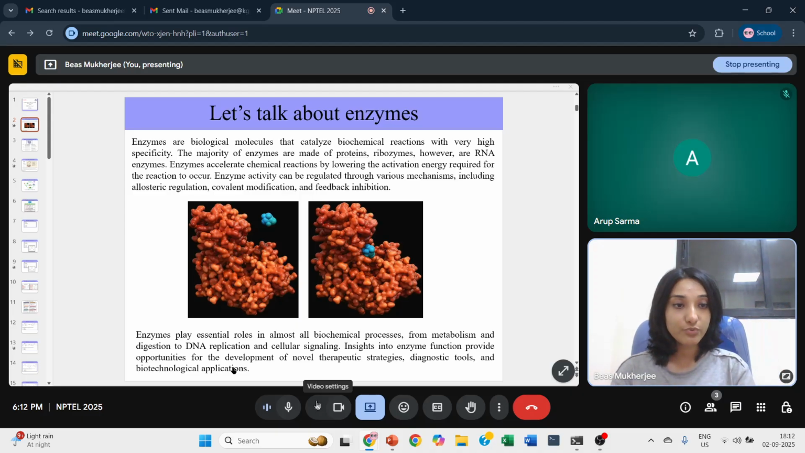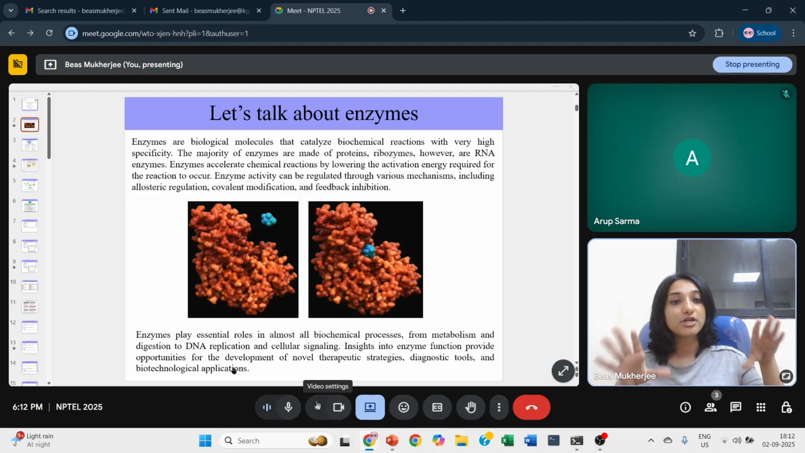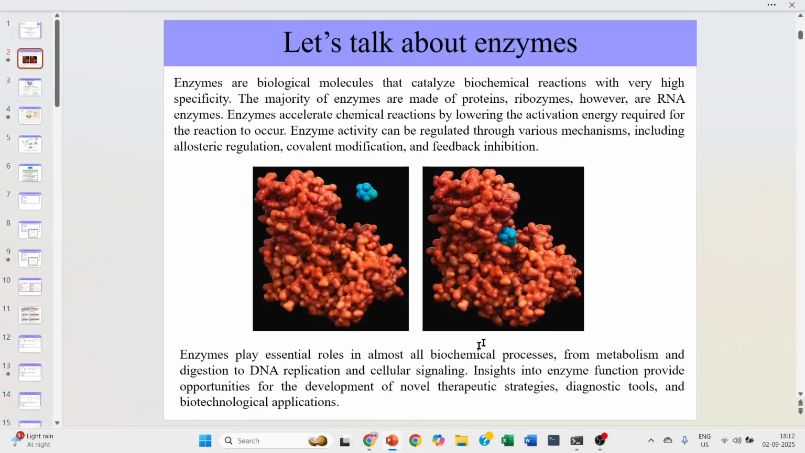So in feedback inhibition, what happens is when the product, let's say, is produced in a very large amount, the product inhibits the activity of the enzyme, ensuring that only a specific level of the product can be produced at a time, depending upon the need of the cell. Now, enzymes play essential roles in almost all biochemical processes, from metabolism, digestion, DNA replication to cellular signaling. So insights into enzyme function provide opportunities for the development of novel therapeutic strategies, diagnostic tools and biotechnological applications.